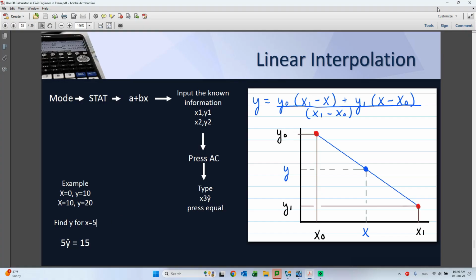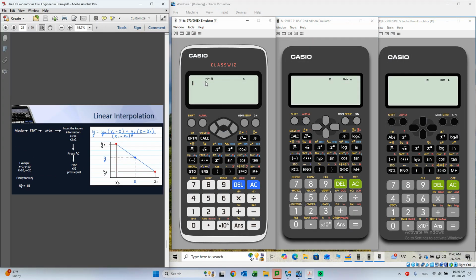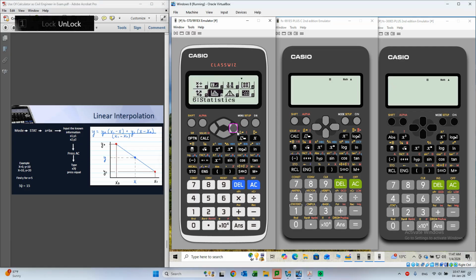How do we do it in the calculator? You go to statistics here. So statistics is where we go. I'm clicking here, we go to statistics, then you see there are different types of equations we have.